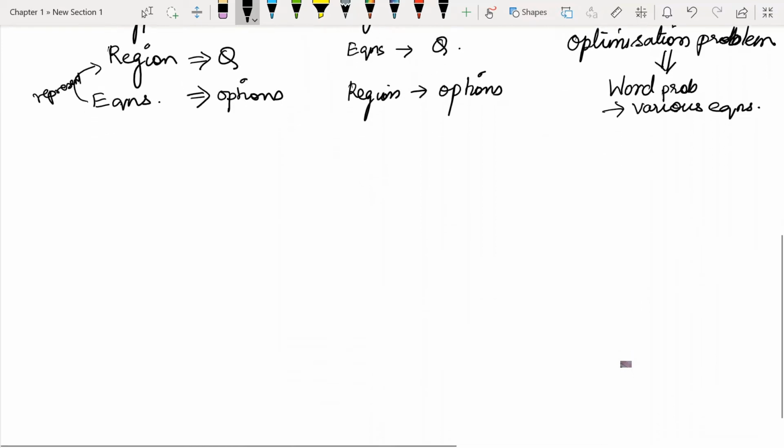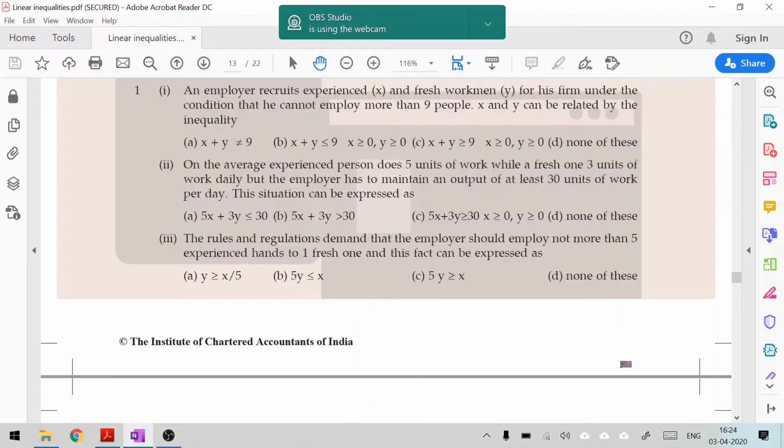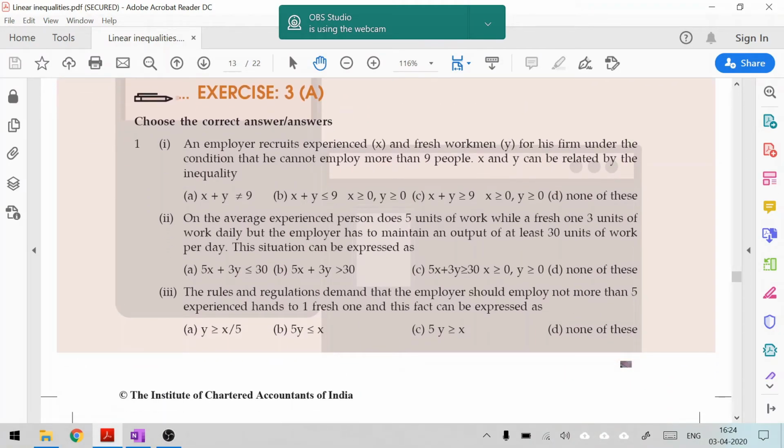So let us start. In your textbooks, open exercise 3A. You might be wondering why I'm not giving you any theory for you to note down. You don't have to note down any theory. Just using logic, when I'm doing the problems, you will see how I'll fit this into one of the three types. And just using logic, we are going to solve. And that is going to make it very, very easy for you.